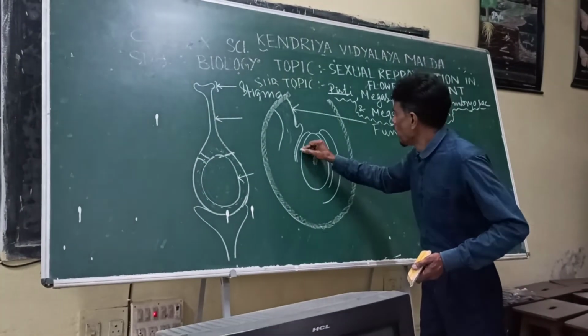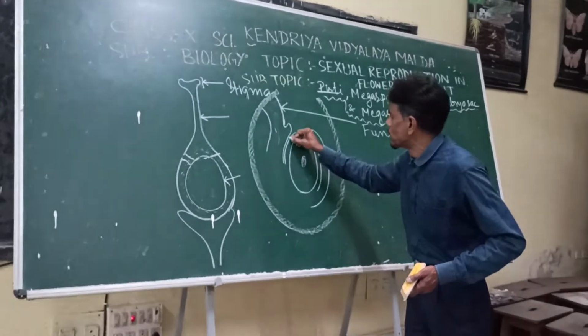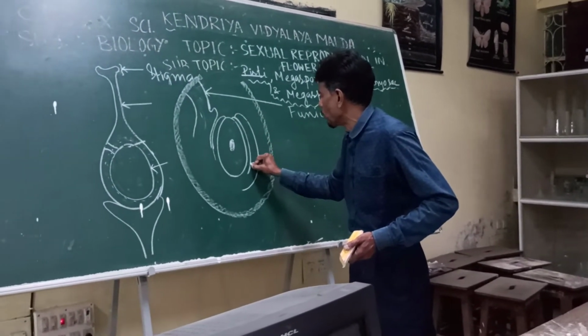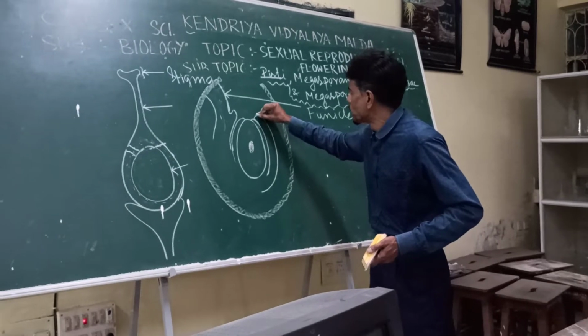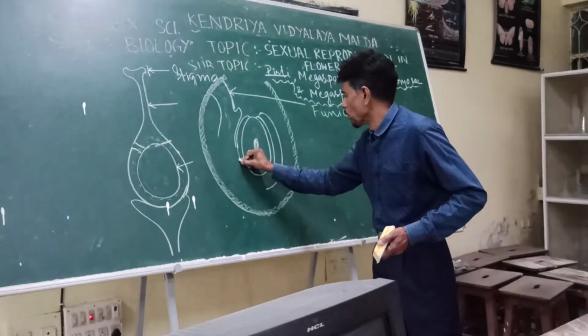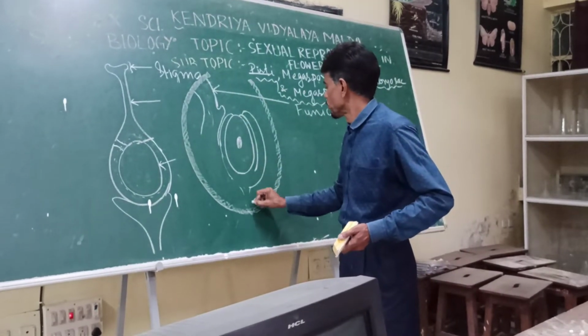The ovule is surrounded by one or two integuments. See, this is the integument covering the ovule. Here I have shown the two integuments covering the ovule, the entire part except at one end.